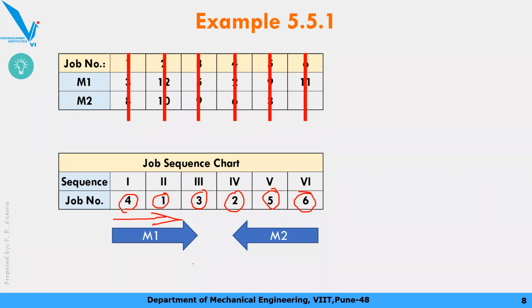I hope all of you understood the job sequence chart. In many competitive examinations or GATE questions, you get a question only up to the sequence. So the problem statement will be given, with 4 options, in which one of the options is the correct sequence. So 4 1 3 2 5 6, that sequence is the correct one. Okay, so you have to select that option. So this is your job sequence chart.